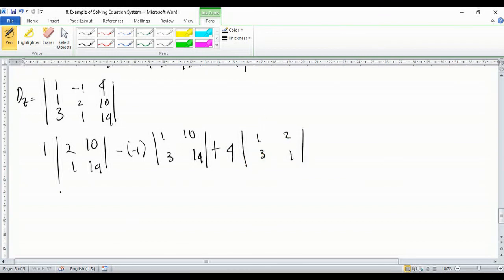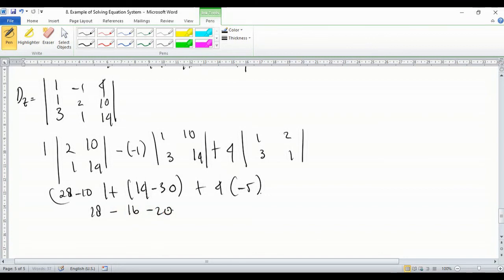And then this one to be 20x minus 10 plus 14 minus 30 plus 4. 1 minus 6 is minus 5. This one is 18 minus 16 minus 20. 20x minus 20 is 8. 8 minus 16 is minus x. So we have dz. Okay, let me write dz is equal to minus x.